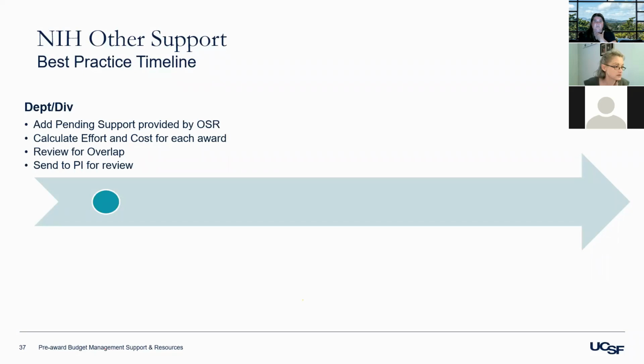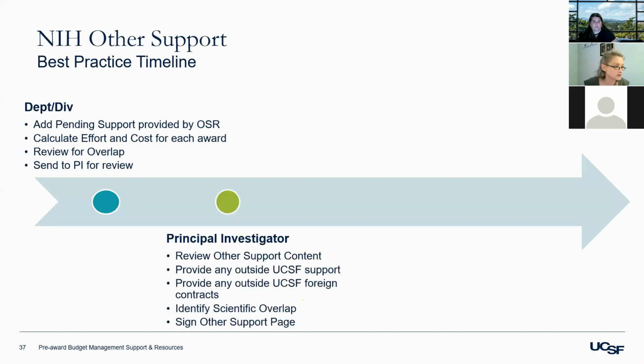I think as a reminder, in the service partnership agreement, it really detailed out that the departments are the owners of other support. As part of that, you help fill out the effort and cost for each award. You'll know what the current amounts are more than we will in pre-award. Review for any potential overlap in effort or in scientific, and then send to the PI to review. It's really up to them to review the other support content to make sure it's correct, and provide any outside UCSF support. If they have in-kind support that's not through the UCSF appointment, or separate support through another entity, nobody here at UCSF is necessarily going to know about those. So it's on the PI's shoulders to make sure they're providing any of that information to the department so that it can be added to the other support.